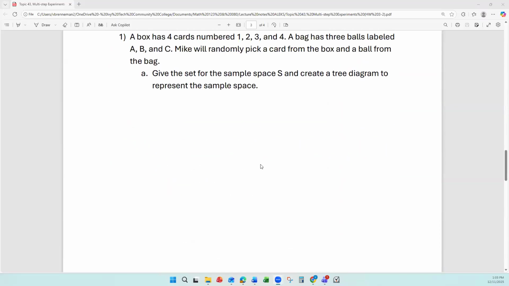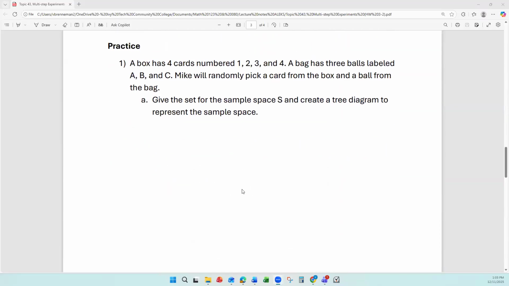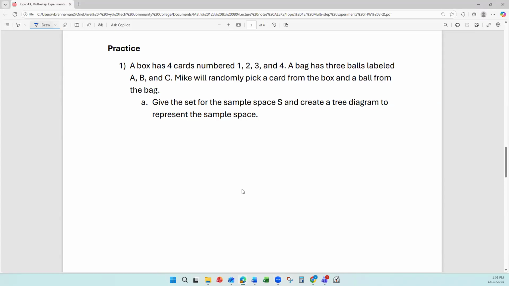so you can look at these tree diagrams for both of those scenarios. All right, practice number 1, we have 4 cards numbered 1 through 4 and 3 balls labeled A, B, and C. We're picking a card and a ball and looking for the possible combinations. So listing out the sample space, you just want to be somewhat systematic with that. Maybe do all the ones. So 1 could be combined with A, or with B, or with C. And then 2 could be combined with A, or with B, or with C. 3 with A, with B, or with C. And 4 with A, or with B, or with C.